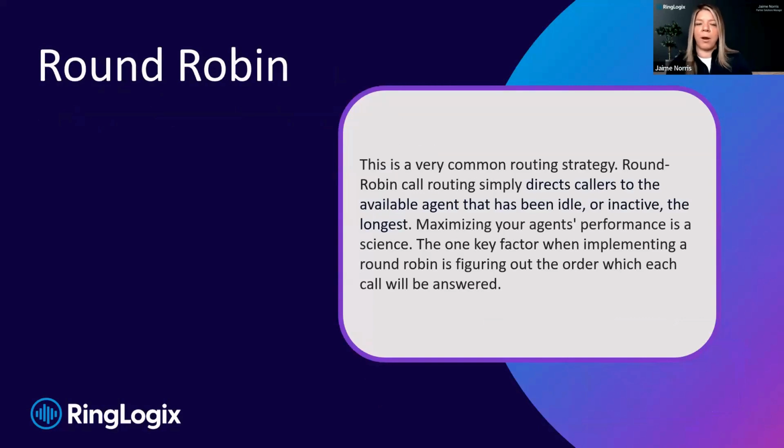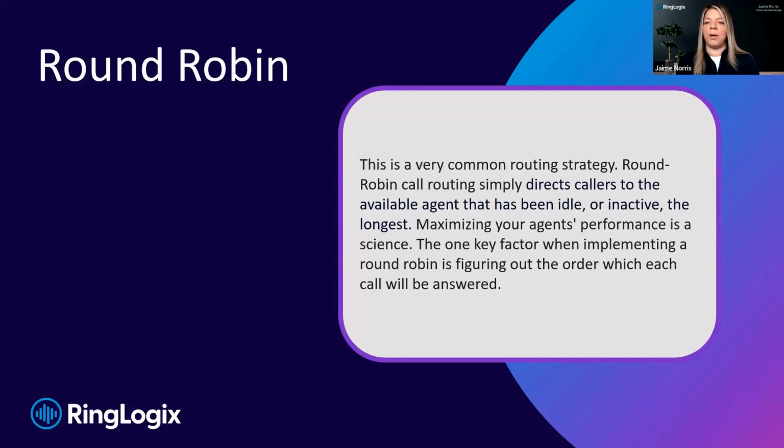All right, so let's talk about our first topic, round robin. This is a pretty common routing strategy. Round robin will simply direct callers to the available agent that's been idle or inactive the longest. We do this to maximize the agent's performance, and maximizing that is a science, so there are some calculations involved in it.